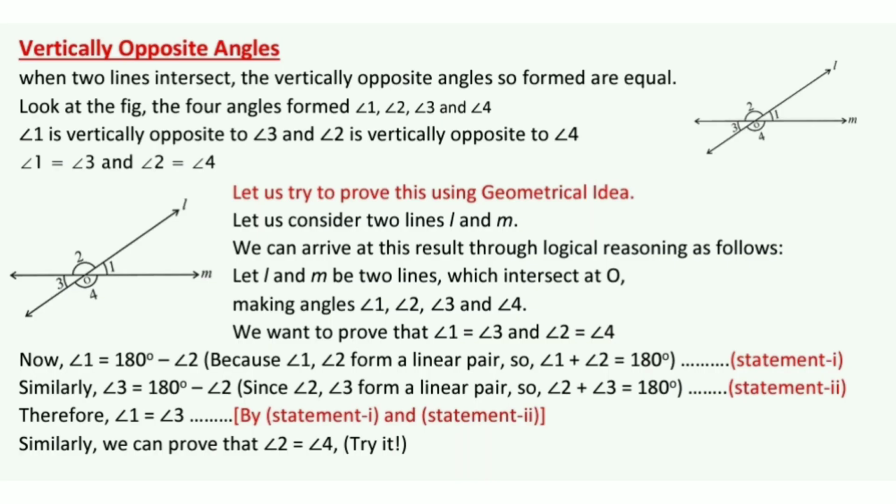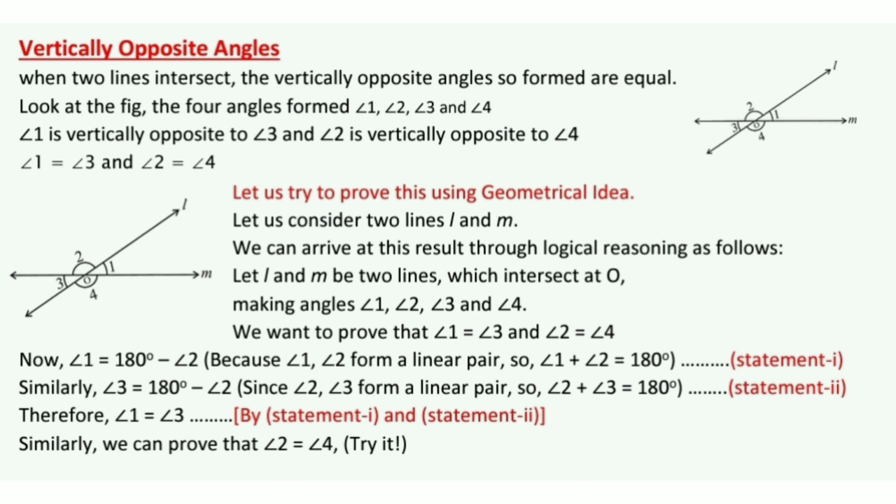Now vertically opposite angles. When two lines intersect, the vertically opposite angles so formed are equal. Look at the figure. The four angles formed are angle 1, angle 2, angle 3 and angle 4. Angle 1 is vertically opposite to angle 3 and angle 2 is vertically opposite to angle 4. Student please pay attention. यहाँ पे दो लाइन एक दूसरे को पॉइंट ओ पे इंटरसेक्ट करती है, लाइन एल एंड लाइन एम. तो वहां पे आपने देखा कि टोटल 4 एंगल्स फॉर्म होते हैं, एंगल 1, एंगल 2, एंगल 3 एंड एंगल 4. करेक्ट.